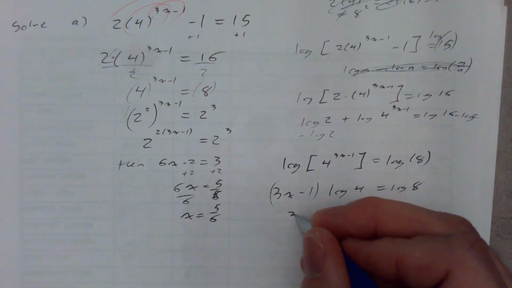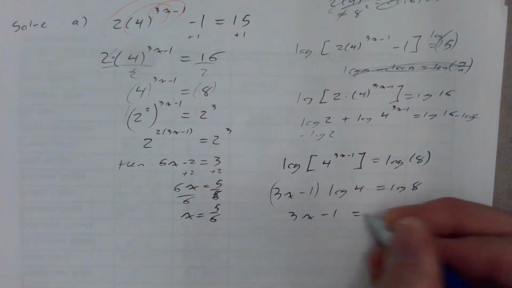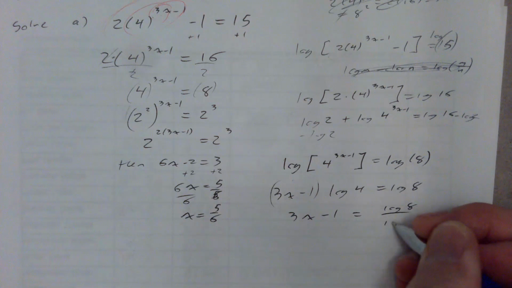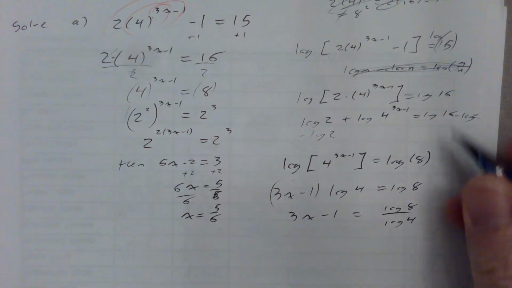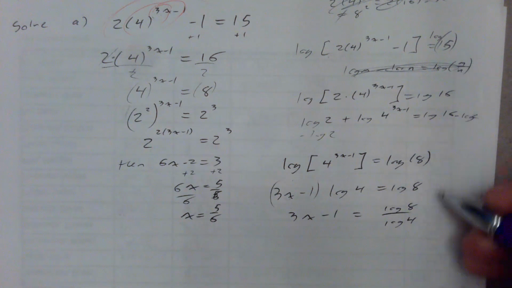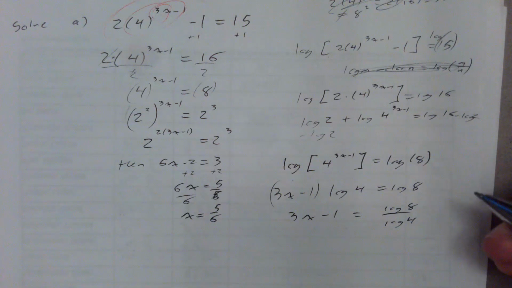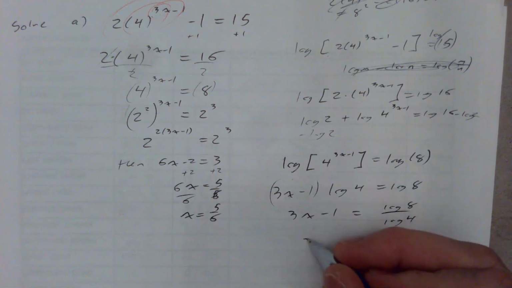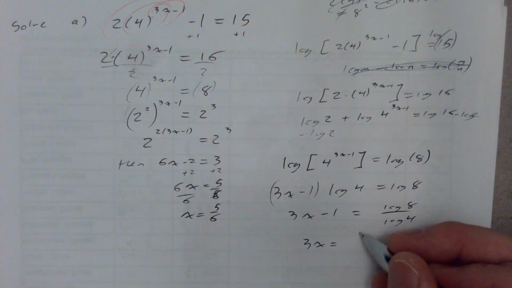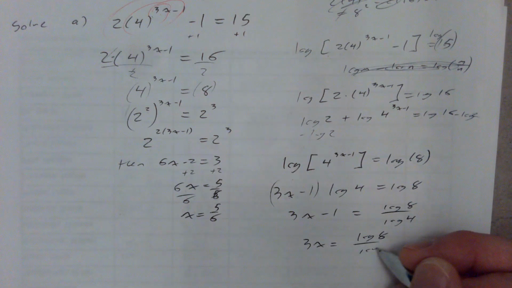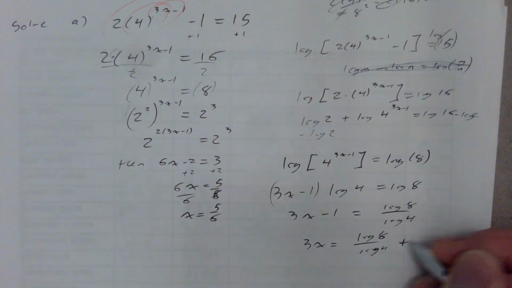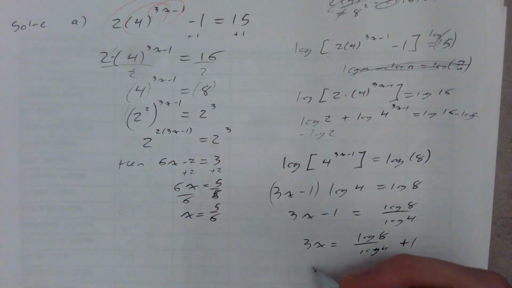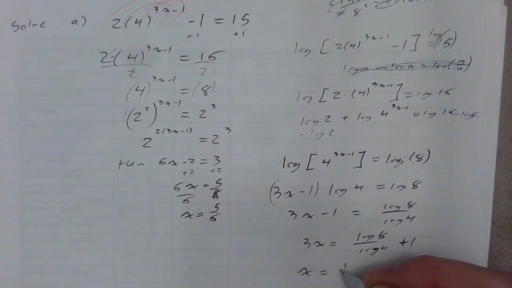I'm going to divide both sides by log 4. This is a division of logarithms, not a logarithm of a division. It's a quotient of logarithms, not a logarithm of quotients. There is the change of base property, which we'll either talk about very soon or perhaps we have already talked about. And then I would add 1 to both sides. So I'd have log 8 divided by log 4 plus 1, and then divide both sides by 3. Or maybe I multiply by 1/3 so that I don't get another fraction in there.